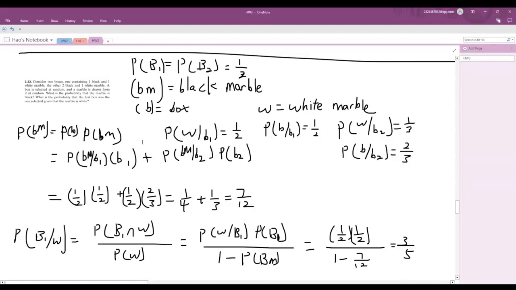And the second question asks what's the probability that the first box was the one selected, given that the marble is white.